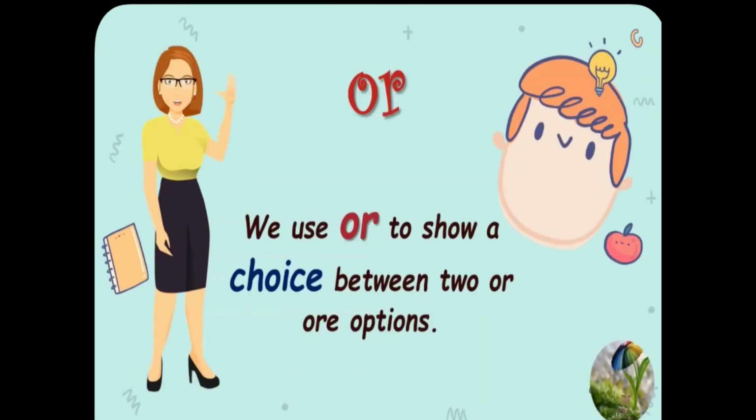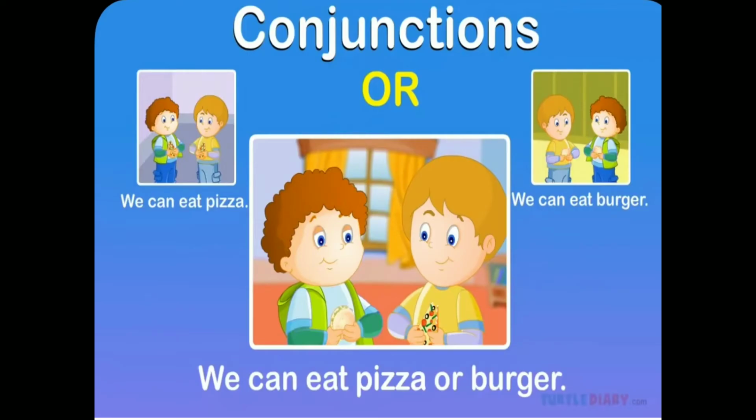Okay. Let's see the third conjunction, that is or. We use or to show a choice between two or more options. In this, with or, we have a choice. Okay, let's see it with some more examples. We can eat pizza. We can eat burger.